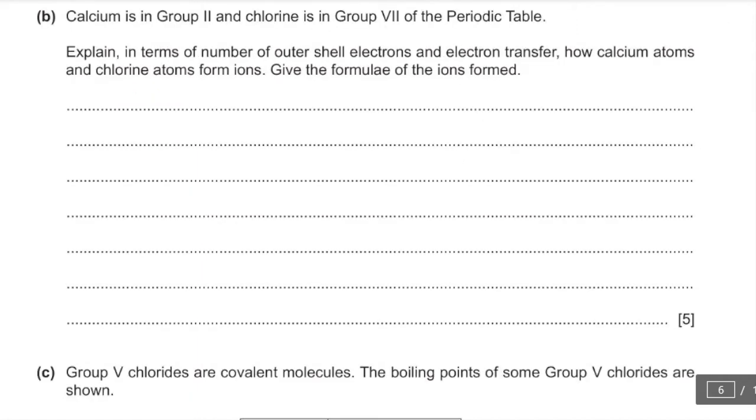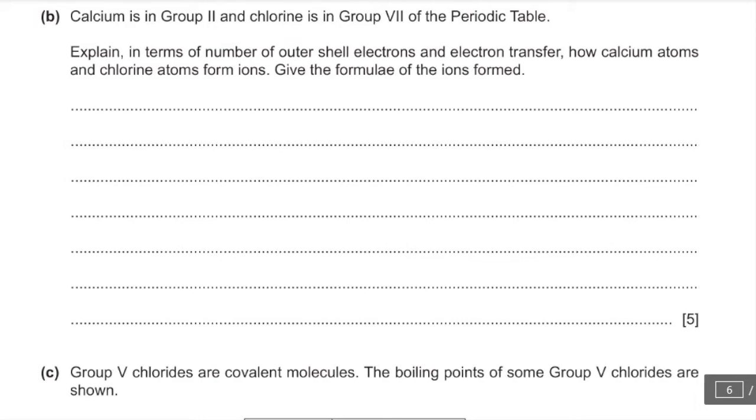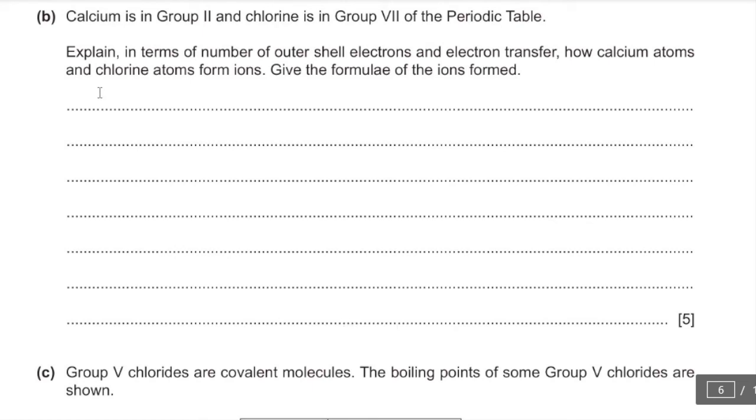B. Calcium is in group 2 and chlorine is in group 7 of the periodic table. Explain in terms of number of outer shell electrons and electron transfer how calcium atoms and chlorine atoms form ions. Give the formula of the ions formed. Alright. Starting with number of electrons in the outer shells. So calcium has 2 electrons in its outer shell.